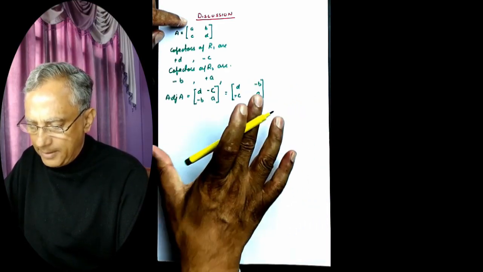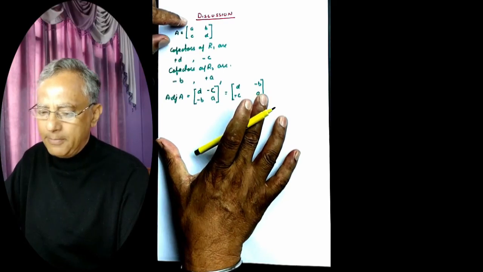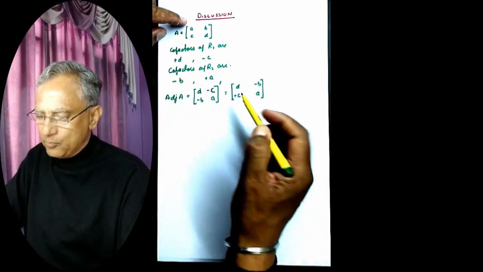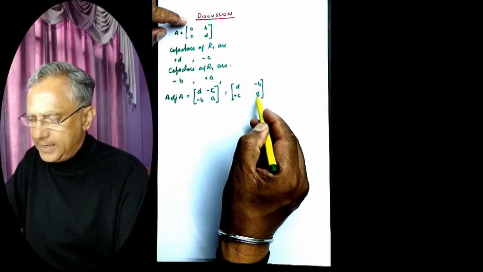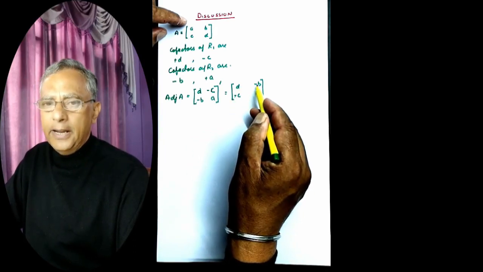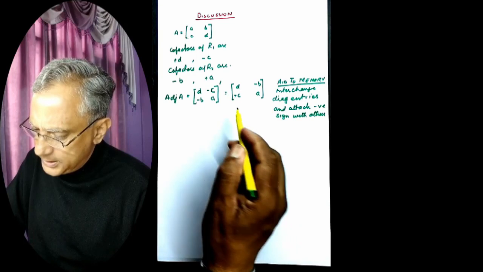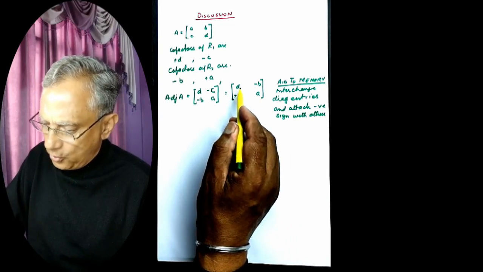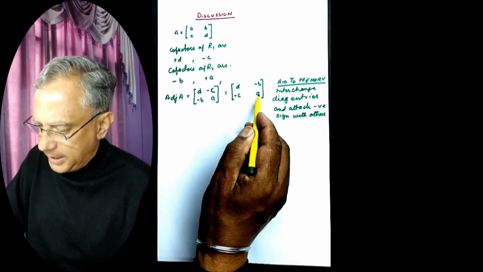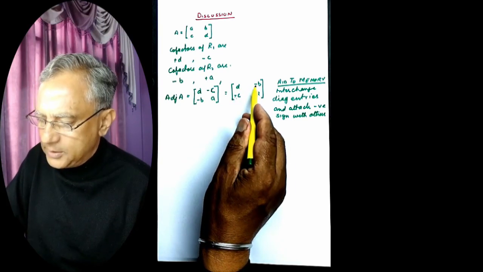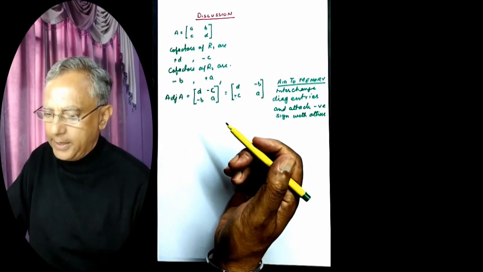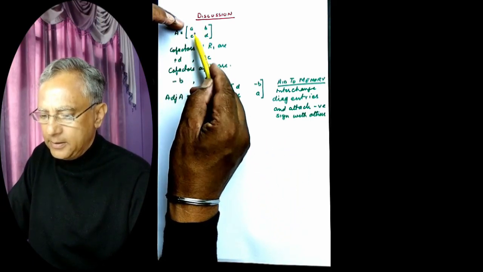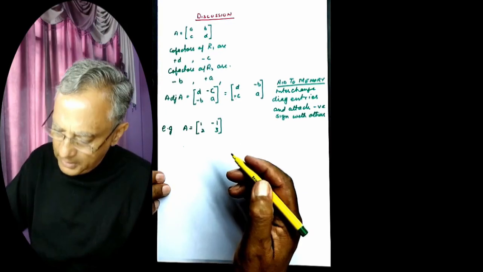So if you can remember it, just memorize that adjoint of a 2 cross 2 matrix is: interchange the diagonal entries and attach negative signs. So what we do is interchange diagonal entries. D comes here and A comes here, and attach negative signs with the other two entries. So we will get D, A and minus C, minus B.